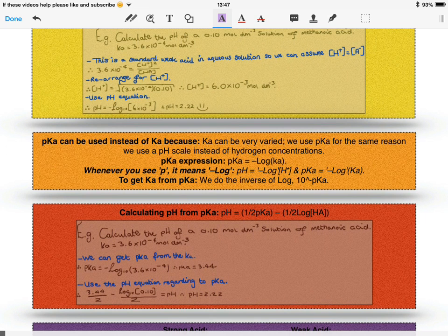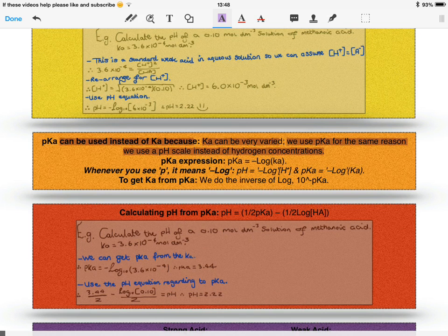Another thing we need to know then is pKa, and we need to know that this can be used instead of Ka, and this is because Ka can be very varied. So due to this, we use pKa for the same reason we use a pH scale instead of just the hydrogen concentrations. If you think about it, you don't want to be dealing with concentrations of 6 times 10 to the minus 3 when you can have just pH 2.22. Similarly, we don't want a Ka of 3.6 times 10 to the minus 4, we'd rather have a much nicer number.